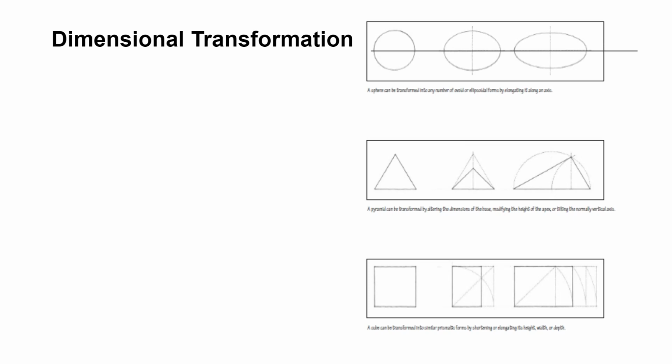So dimensional forms, for dimensional transformation. A sphere can be transformed into any number of ovoid or elliptical forms by elongating it. In sketching, I think it's very easy to come up with spheres. But when we do design, let's say AutoCAD drawings, you also have to pinpoint the measurements to create a uniform approach when it comes to dimensional transformation.